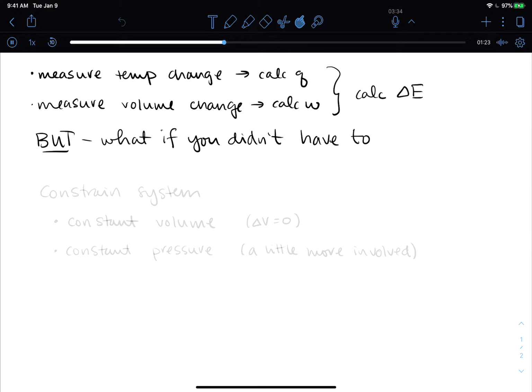So let's kind of brainstorm, take a minute to think about how you could constrain the system that you're looking at to make these things easier to deal with. So, constrain the system.